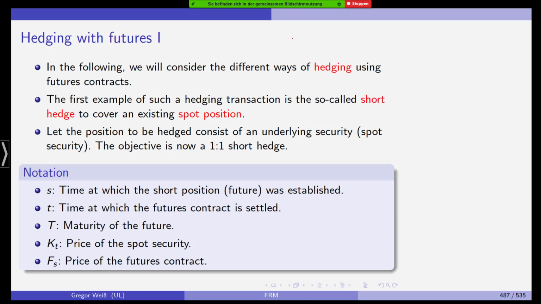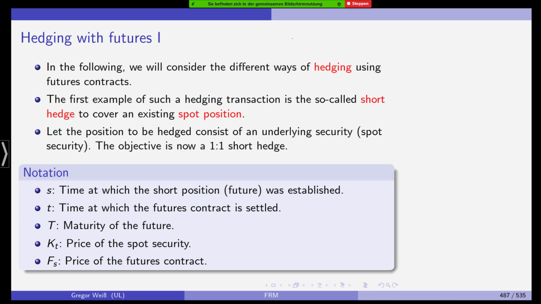We'll start out very simply with hedging with futures. So we'll add a future to an existing spot position. And you will see how, even with a one-to-one short hedge, we can eliminate all risk. So that's the first example. It's called a short hedge, and we'll use a one-to-one short hedge, meaning that we add one derivative, one future, to one underlying. Later on, we'll see you can also do a 1-to-2, 1-to-3 short hedge. This is a one-to-one short hedge.